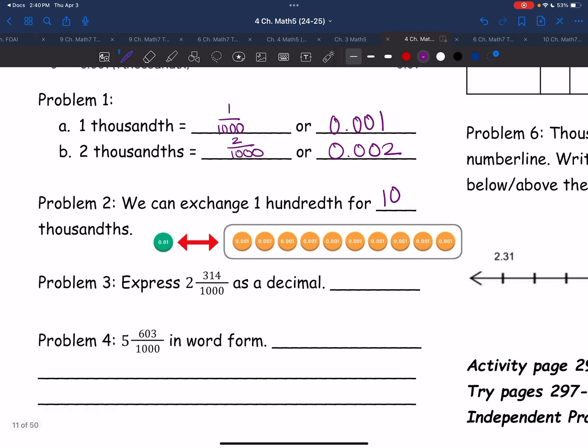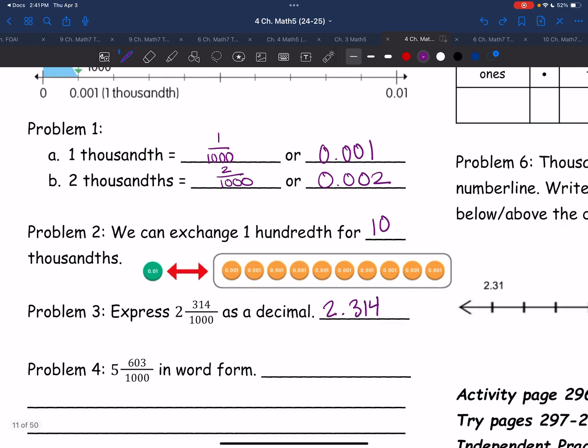Problem 3, express 2 and 314 thousandths as a decimal. So the great thing about mixed numbers and decimals is that the whole number is always going to stay the same. So I'm going to put 2 point, because my whole is 2 of this mixed number, and then 314 thousandths. So once again, the last place value is going to be the thousandths place. So 2 and 314 thousandths.